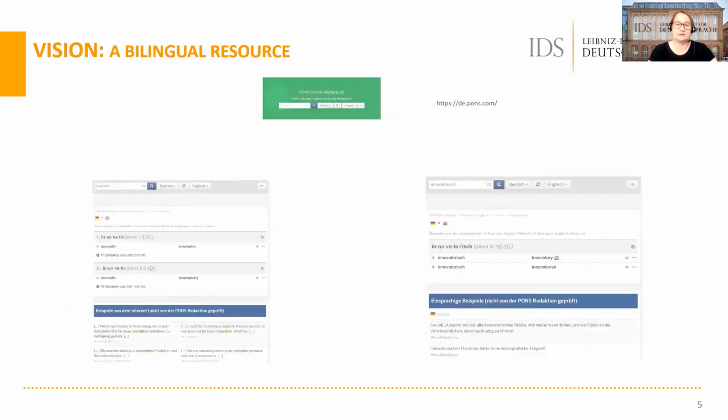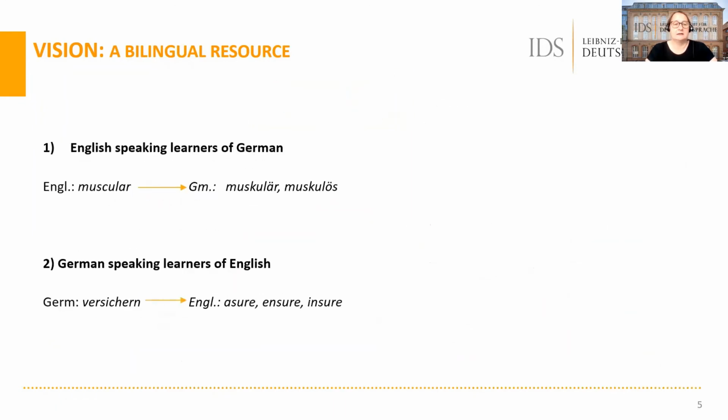2 more examples. The English adjective muscular can be translated as both muskulär and muskulös in German. But how does an English-speaking learner of German learn about the differences? And German-speaking learners of English face 3 verbs, assure, ensure, and insure, for their German versichern, and they need to know in which context to use which verb. So despite the different perspectives of the users, very similar questions arise, in fact.